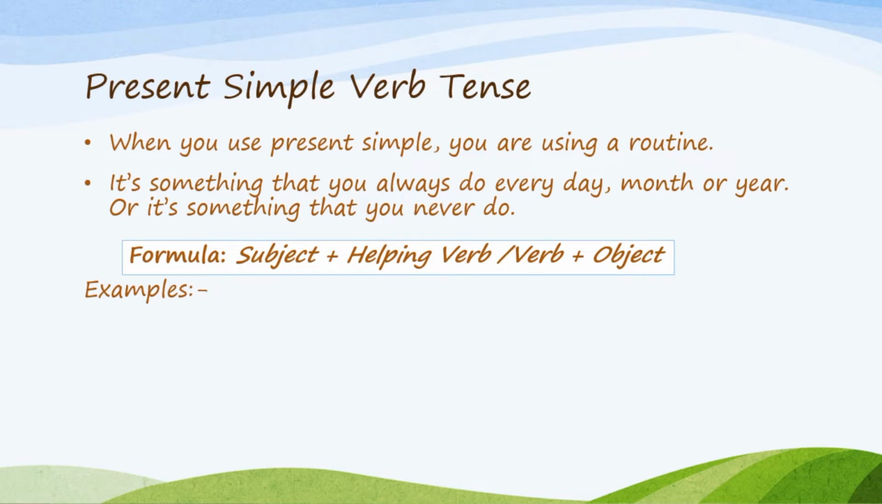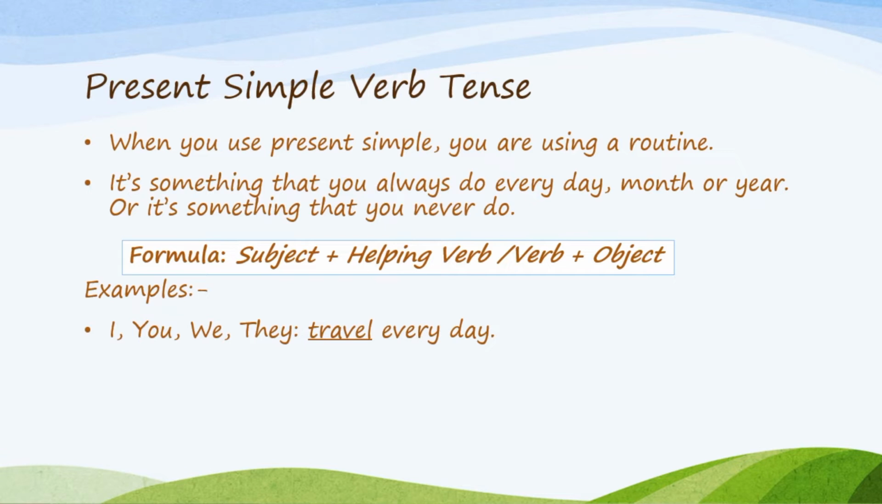We have the examples here. I travel every day. Now with this we have subject, verb and object. We don't have a helping verb here, but what are the subjects we can use with verb and object in present simple tense? We can use I, you, we, they. Now I, you, we, they are always used with a singular verb, right?